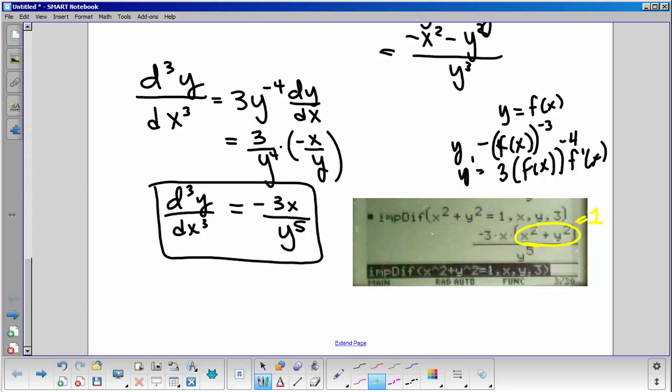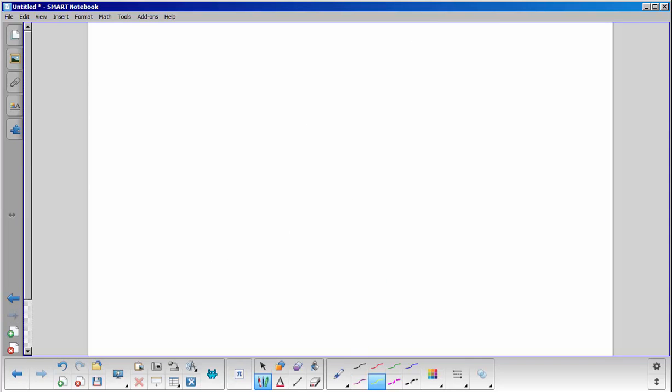Now, there's another thing that we need to do, which is find horizontal and vertical tangents. So just set the second equal to 0. So, let's do another example here. Why do x equals 0?